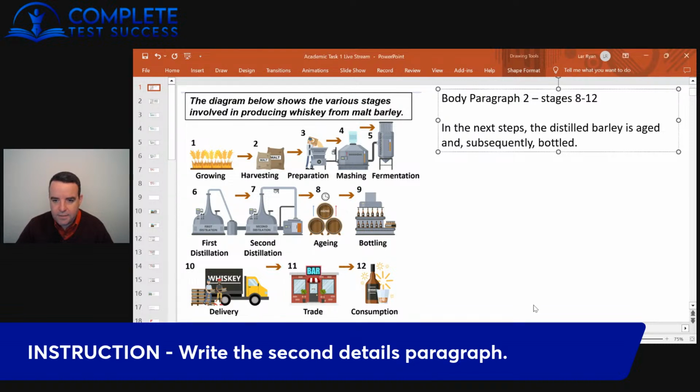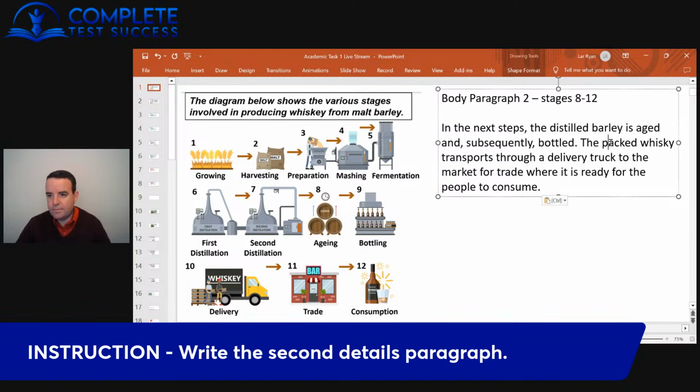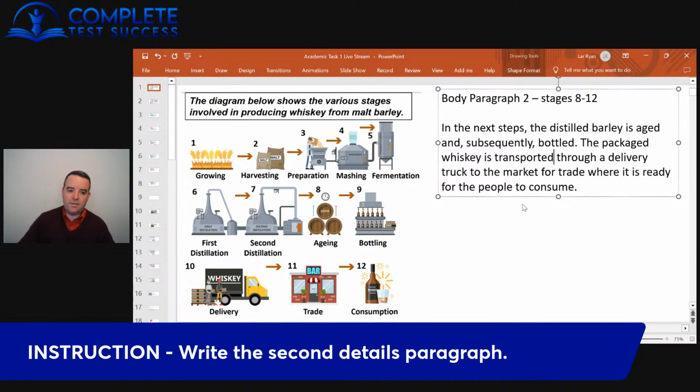Okay, I'm going to say packaged instead of packed. It's just a more appropriate synonym. The packaged whiskey. How have we been spelling whiskey? W-H-I-S-K-E-Y. Now, is transported. So this time it has to be passive because it's the drivers who are transporting it. So the driver transports the whiskey, or the whiskey is transported by the driver. And then we say on a delivery truck to the market. Maybe like the question shows a picture of a bar, so let's do that.